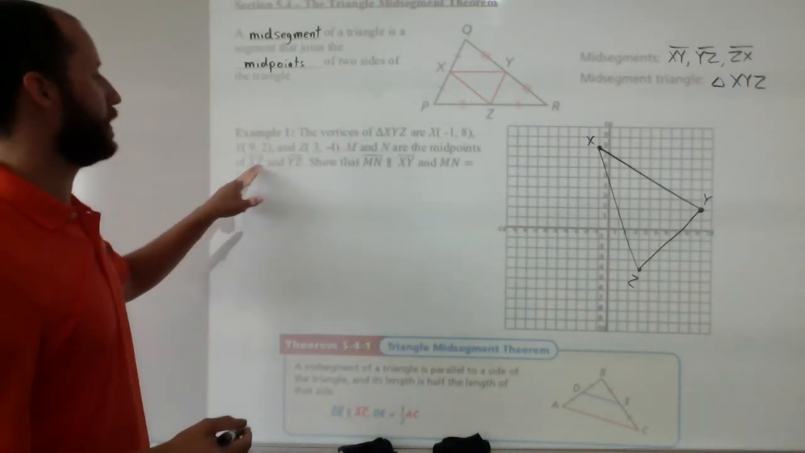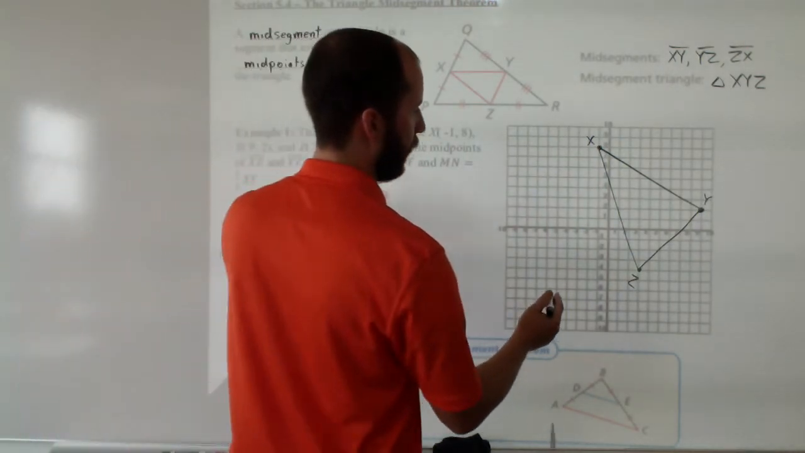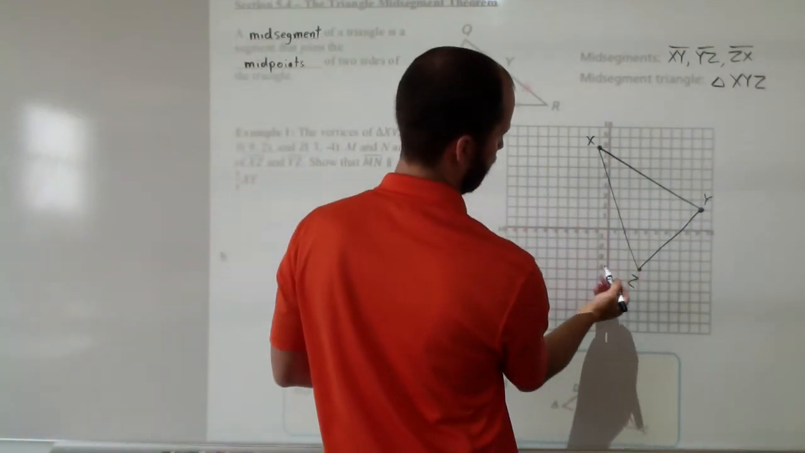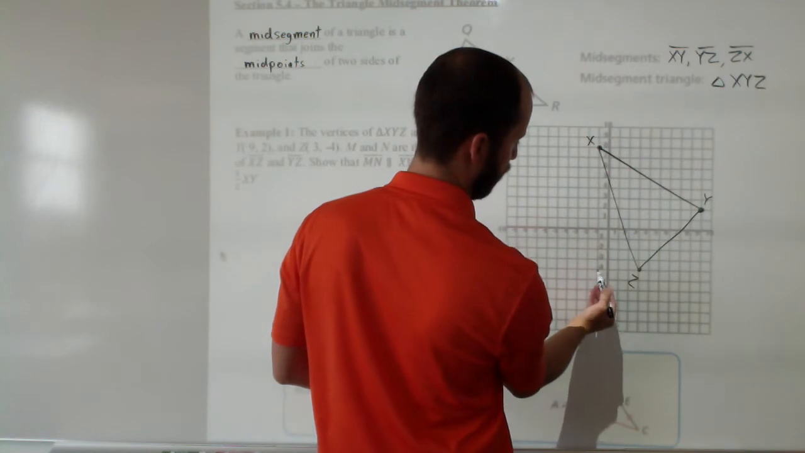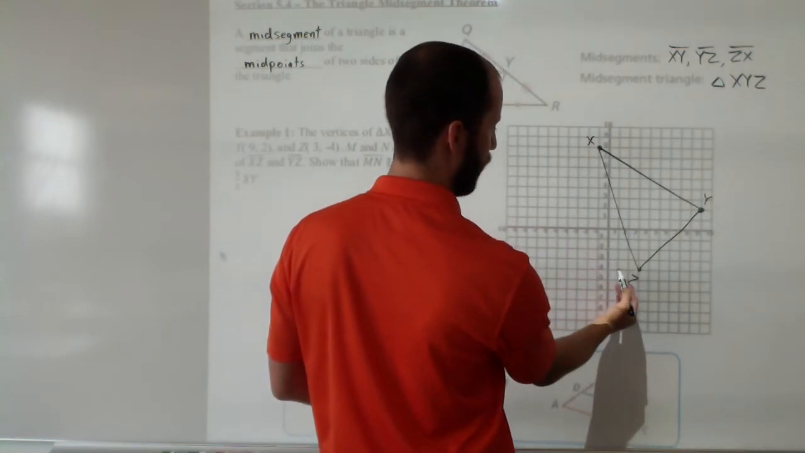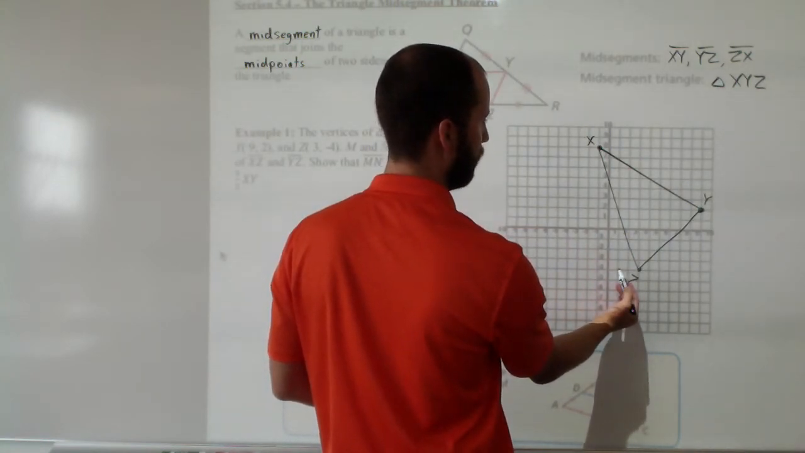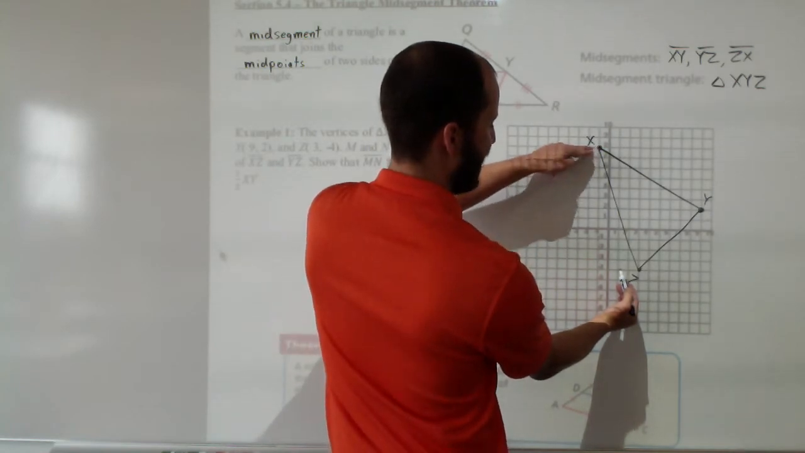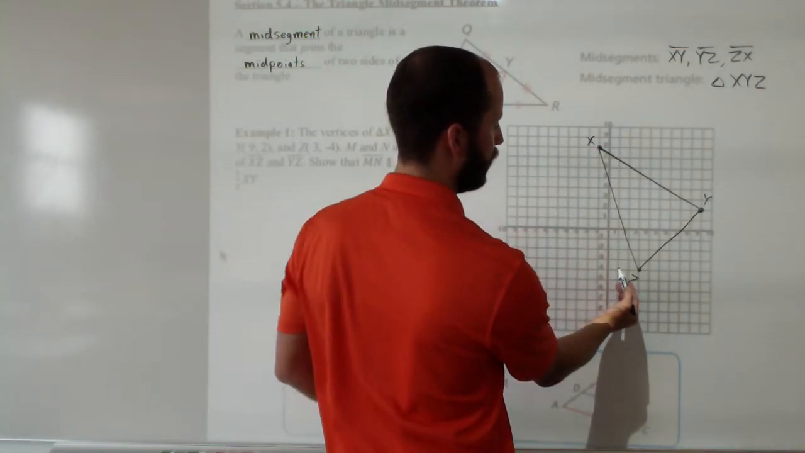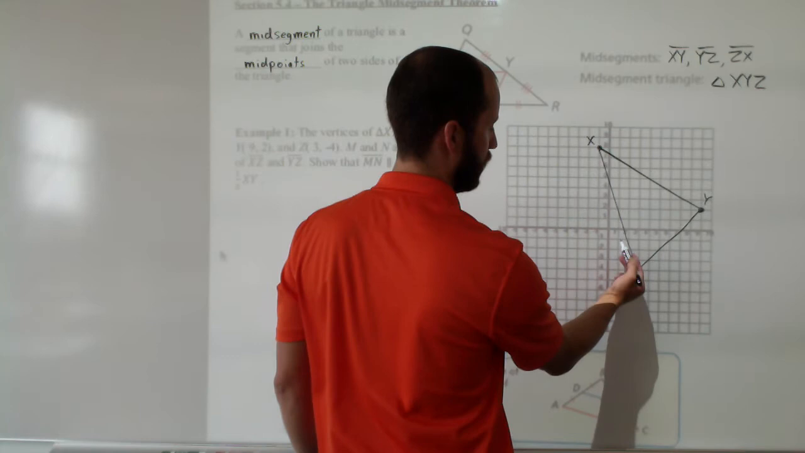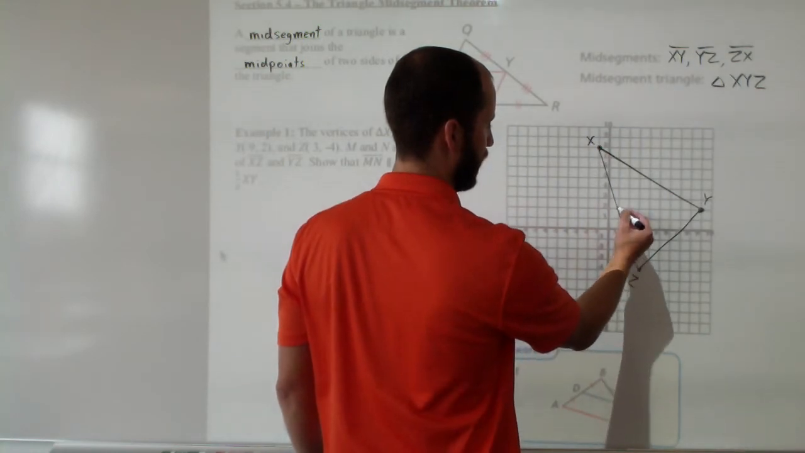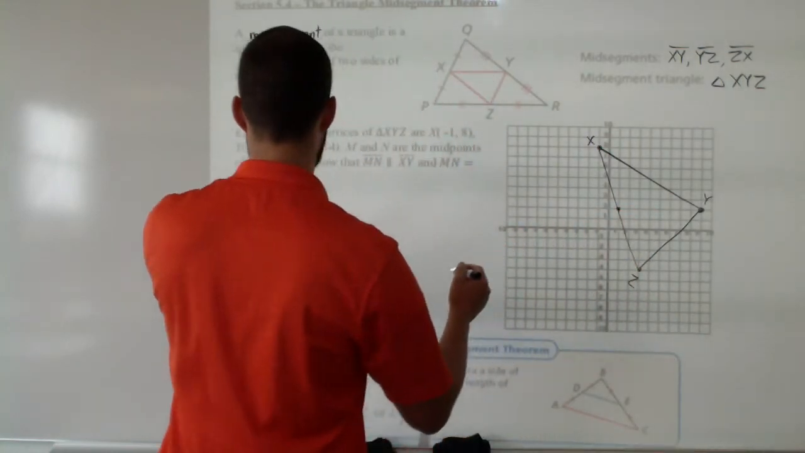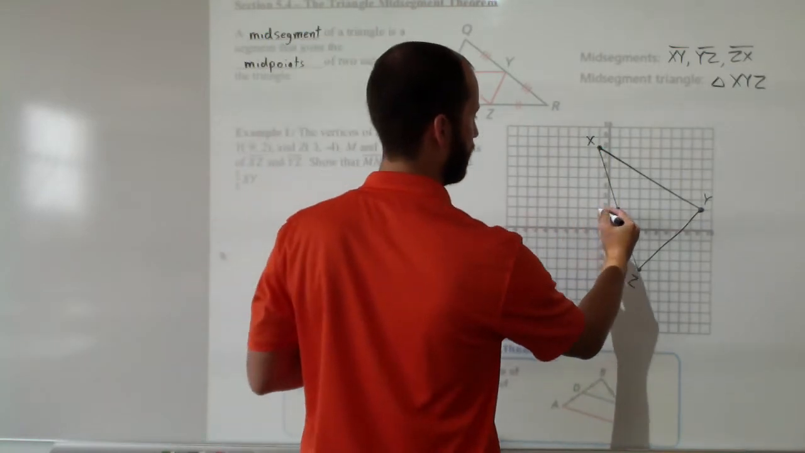So M is the midpoint of XZ. The midpoint looks like we're going 4 units over, so halfway between, 2 units between them. And then it looks like from 8 to -4, that's 12 units, so 6 up. 1, 2, 3, 4, 5, 6. And M is that midpoint, M.